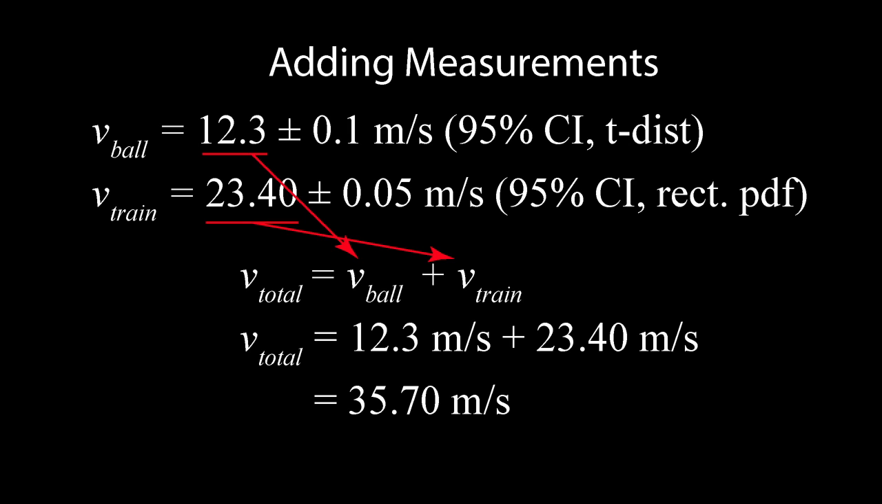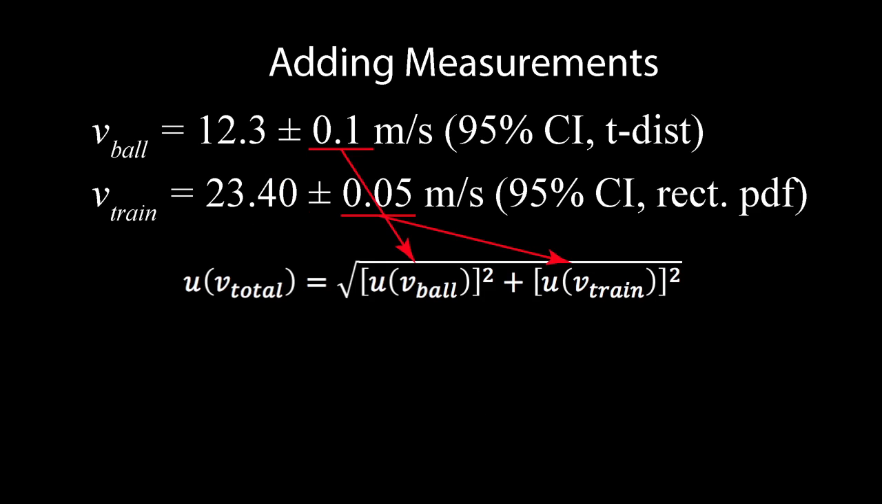We do not know how many digits to keep at this point, so we'll keep all we have and round off after we have calculated the uncertainty. This number is our total speed measurand. Now we calculate the uncertainty for the sum. The way to do this is to add the sum of the squares, like this.